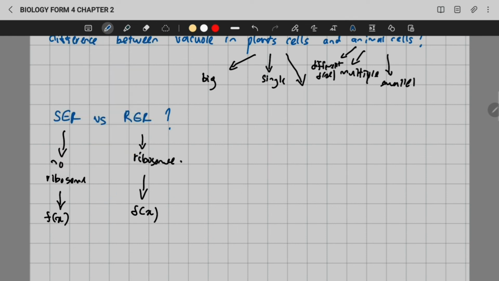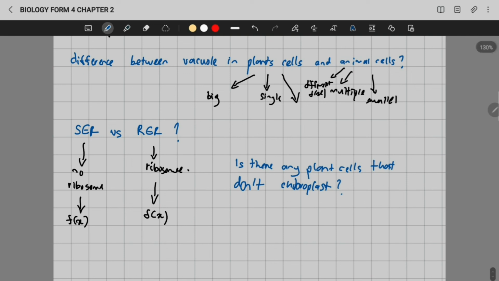And the last of my questions, is there any plant cell that doesn't have chloroplast? In general terms, we know that plant cells contain chloroplast, but do you think that there are plant cells that exist without chloroplast? So think. I will not give the answer for this question. I want you to think and do your own research.